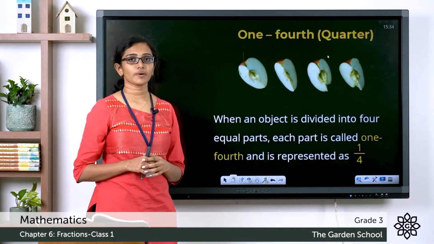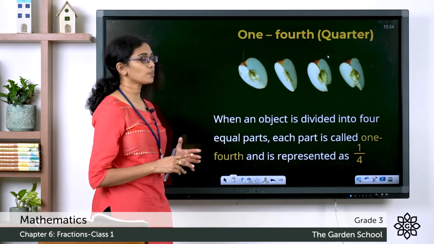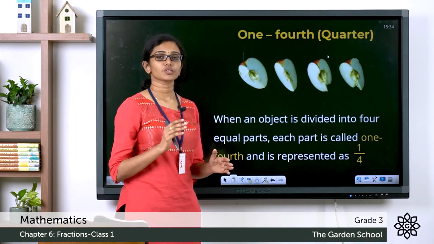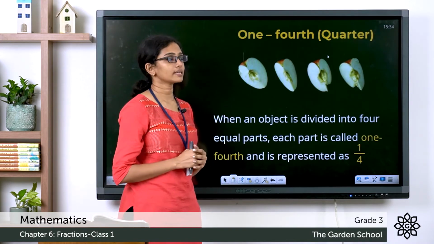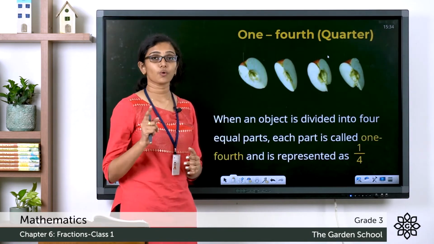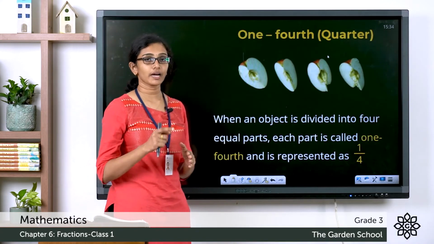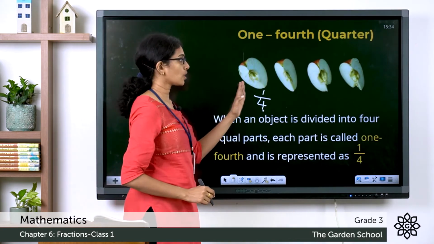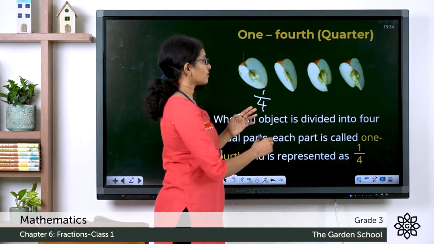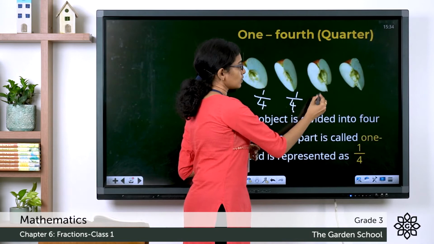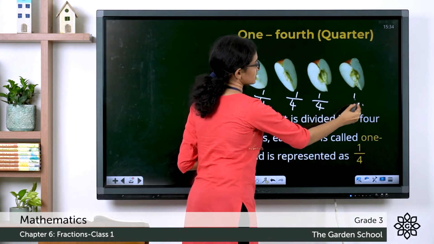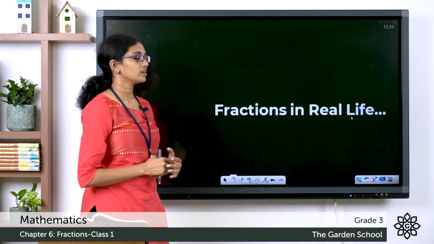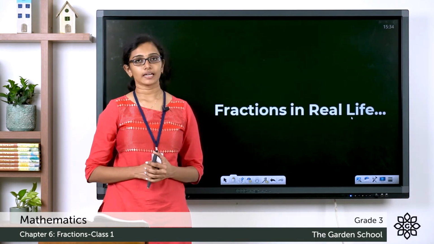When an object is divided into 4 equal parts, each part is called 1/4 and it is represented by 1/4. So 1/4 is also called a quarter. Here the apple is divided into 4 equal parts. Each part is represented by 1/4, which means 1 part out of total 4 parts. So this is 1/4, this is 1/4, this is 1/4 and this is also 1/4. Clear? Now let's talk about fractions in real life.